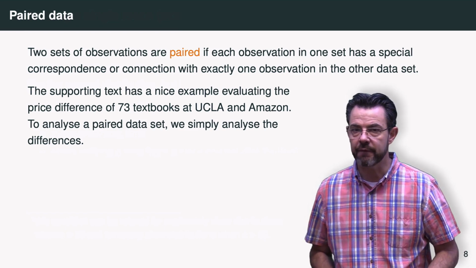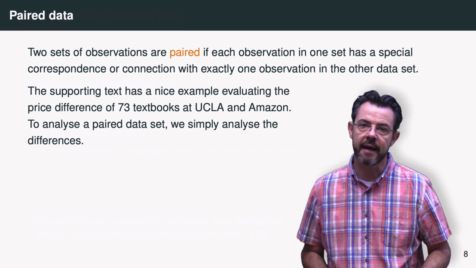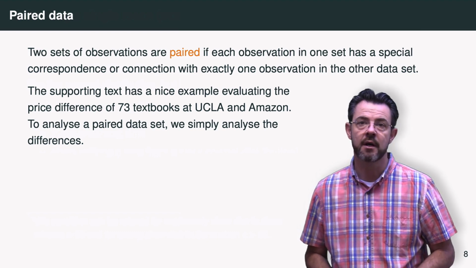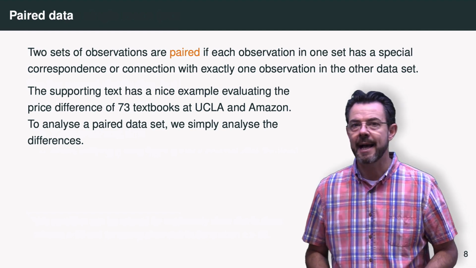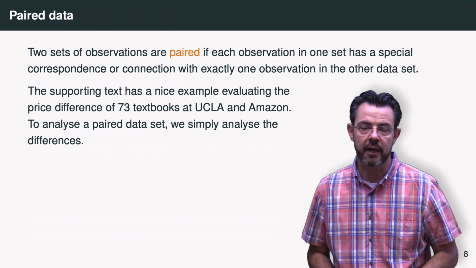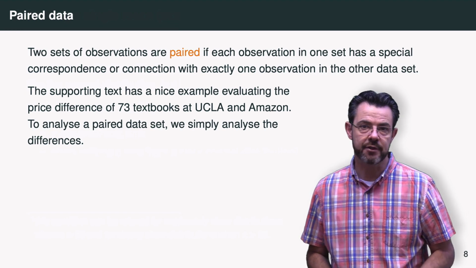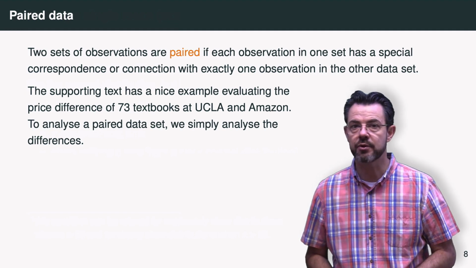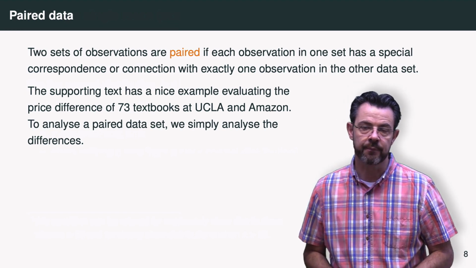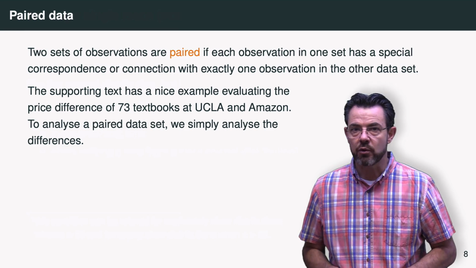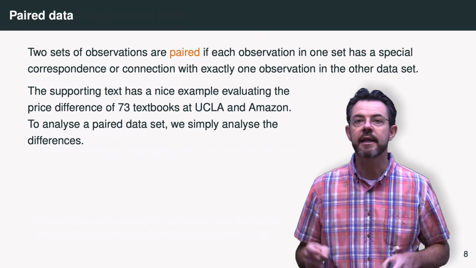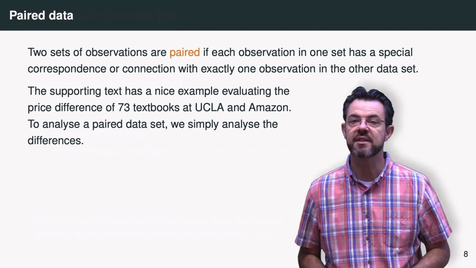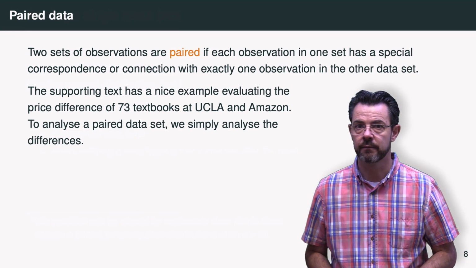So in the book, your supporting text, they have a nice example where they evaluate the price difference of 73 textbooks as sold by UCLA, which is the University of California in Los Angeles, and Amazon. So for every one of those 73 books, they have a price at the UCLA bookstore and they have a price at Amazon. So there's a special connection. Every book has an observation in each of the two data sets. And then to analyze paired data, we simply analyze the difference.